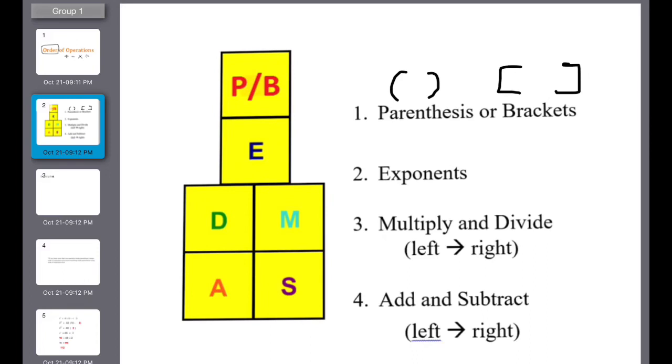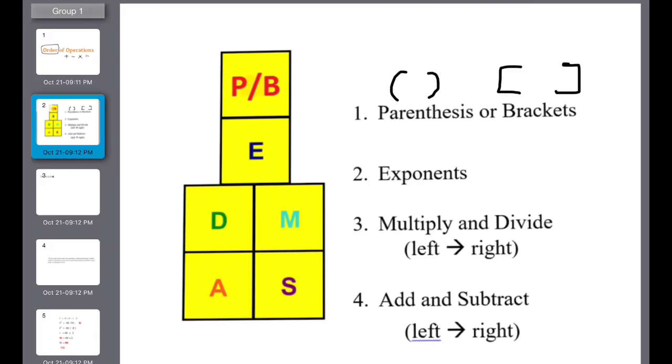You go left to right. Whatever you see first is what you do first. So if you see multiplication first on the left, that's what you do first. If you see division first on the left, that's what you do first. And then you add and subtract left to right. Whatever you see first, you do first. There's not one that comes before the other. So if you see addition first, you add first. If you see subtraction first, you subtract first.